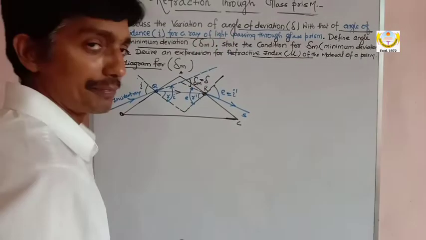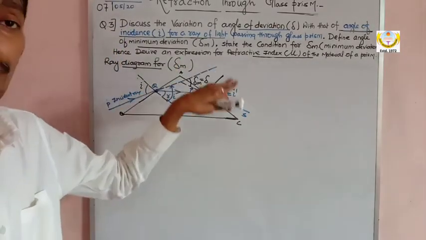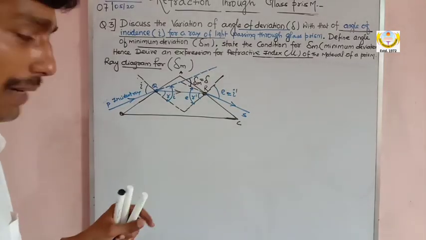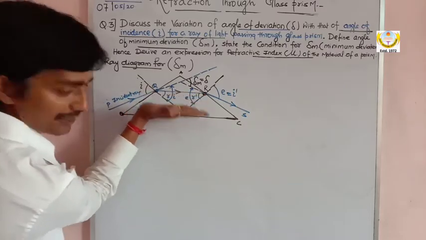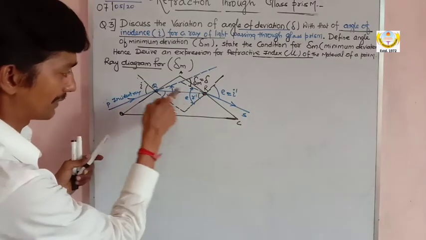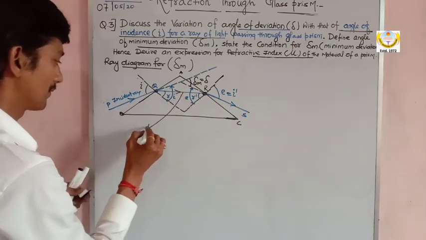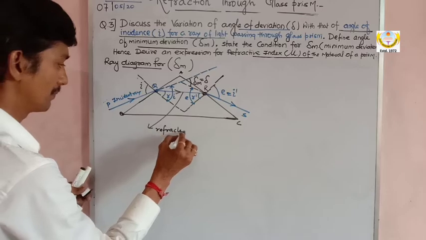Go to the next video. What I have drawn is a ray diagram for minimum deviation. Look at the very important point, my dear. In my previous two ray diagrams, I was bending the light towards the base. I was bending the refracted ray towards the base. You can see this is my refracted ray.